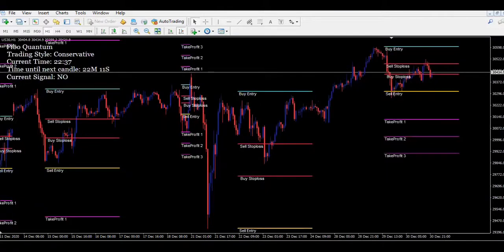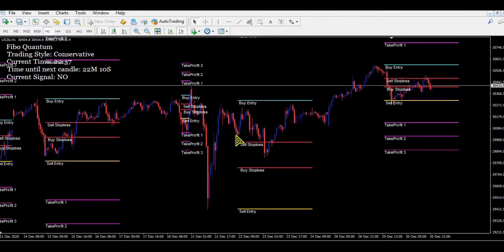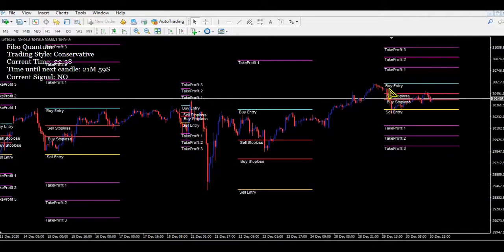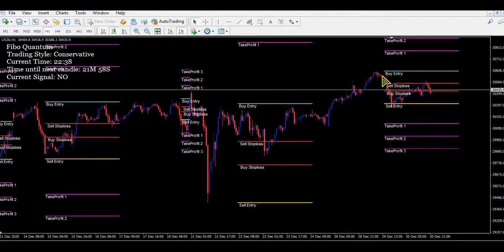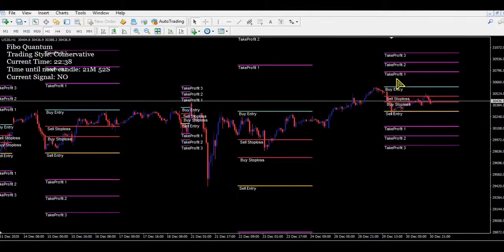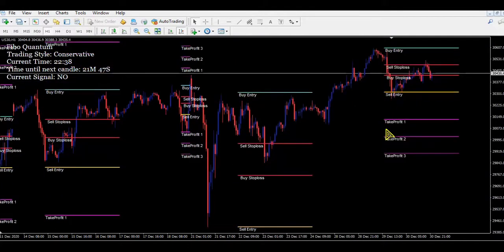Let me just flip over to the other chart. So this is the exact same chart, but I've added the indicator to it, the Fibo Quantum indicator. Now, this Fibo Quantum indicator paints these levels on the chart. As you can see there, it shows you where to buy the market and shows you where to sell the market. Okay, and then if you're buying, it tells you where to put your stop loss, and then it also tells you where to put your take profit levels. Okay, and then if you're selling, it tells you where to put your take profits and your stop losses.